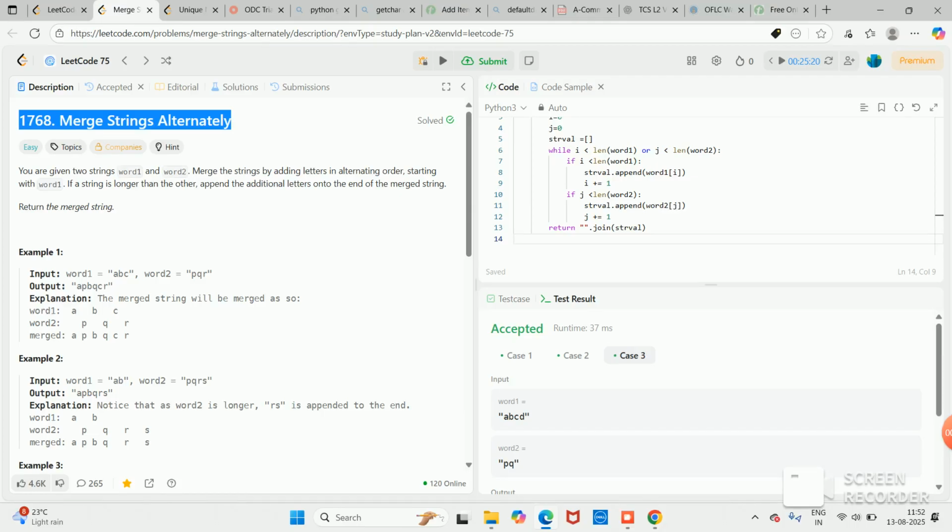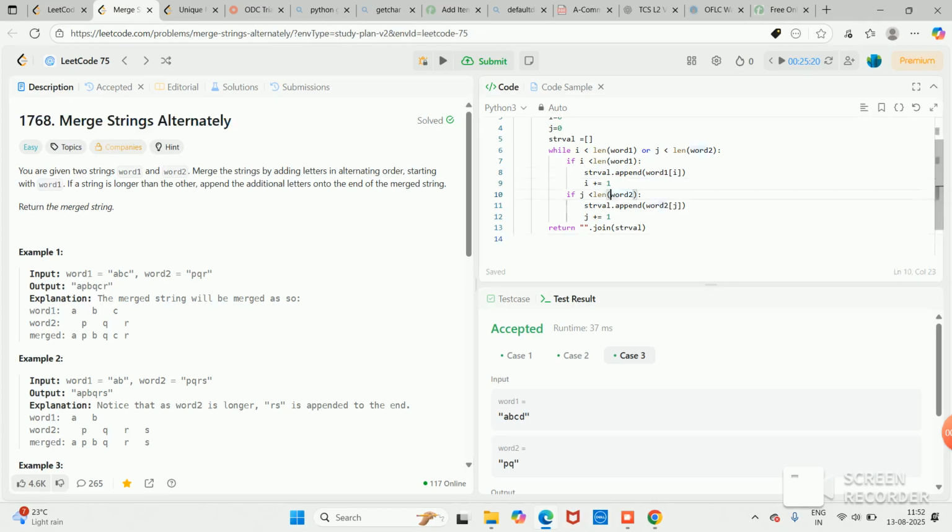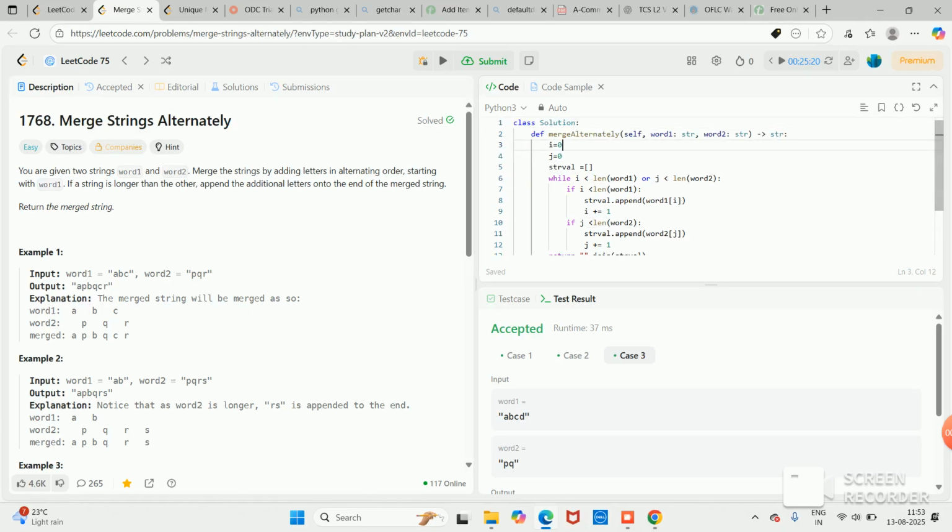So if word1 has three letters, say for example ABC, and word2 has three letters, say PQR, then we need to merge in such a way that each character is merged alternately. Okay, so let's see the code part.